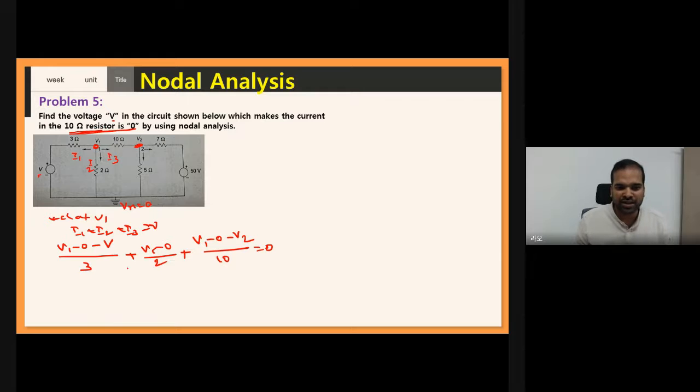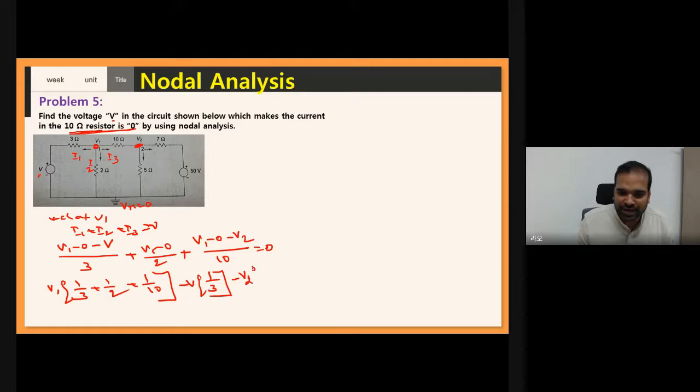So from this, can I take V1 common? Of course. Until now we did LCM, so we will do it differently, with another procedure. If I take V1 common, I can write 1 by 3 from this term, 1 by 2 from this term, and 1 by 10 from this term. Then I have another term, minus V. If I take minus V common, I can write 1 by 3 here. Therefore, you have another term, that is V2. If I take V2 common, what happens? 1 by 10. Okay, clear. Equal to 0.